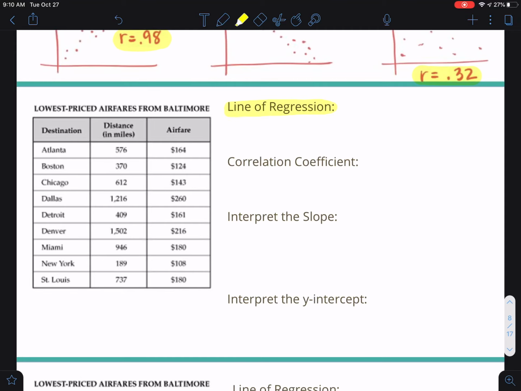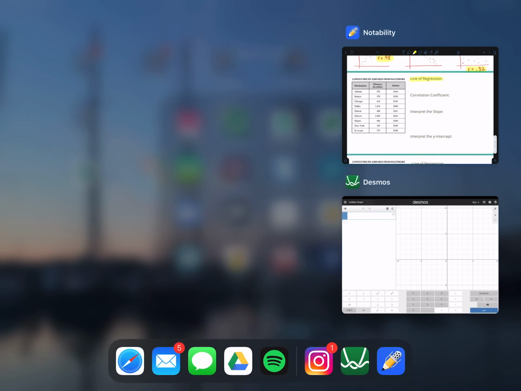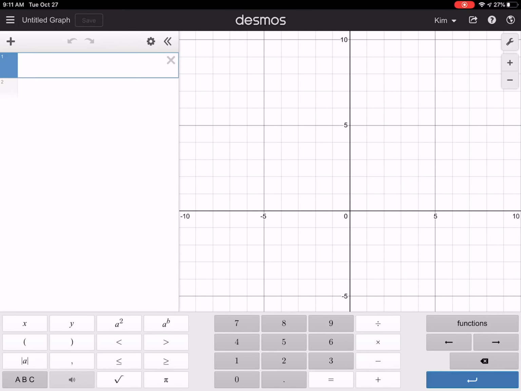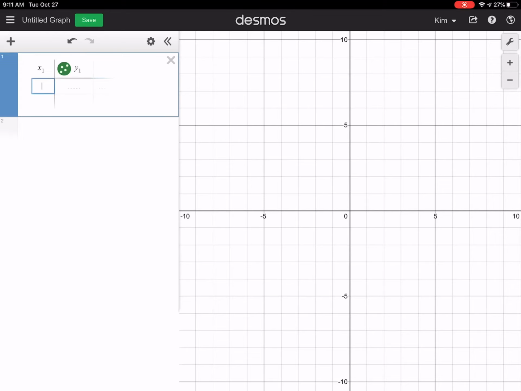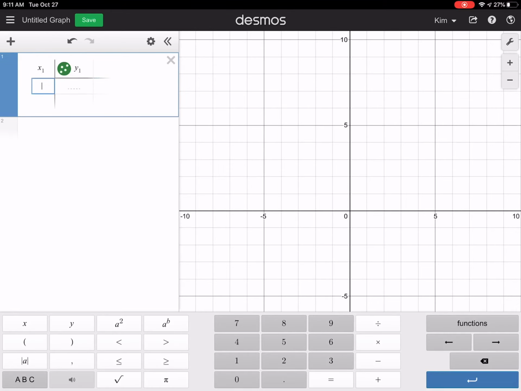So the first thing we want to do is take all of these data points and put them into Desmos. Okay, so I'm going to go to Desmos now. To put the table in, I'm going to click the plus sign and click table. Now notice that we have X1 at the top and Y1 at the top. That's going to be really important when it comes to our equation in the next step.